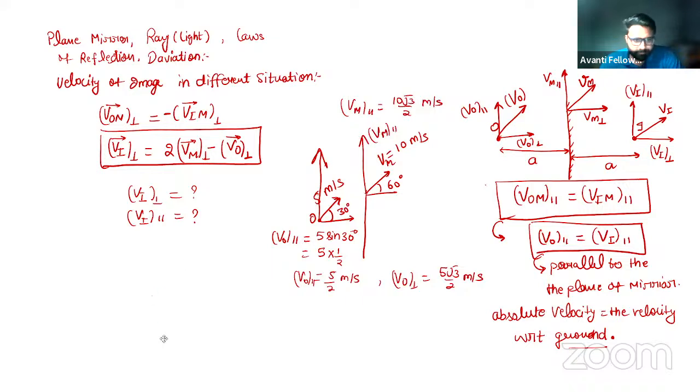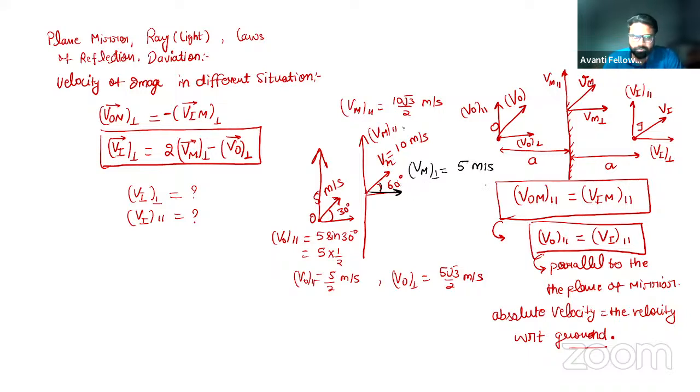Okay, let me change the color here. And velocity of mirror perpendicular is coming out as this component, this one. It is 10 cos 60, which is 5 meter per second. Cos 60 is 1 by 2.